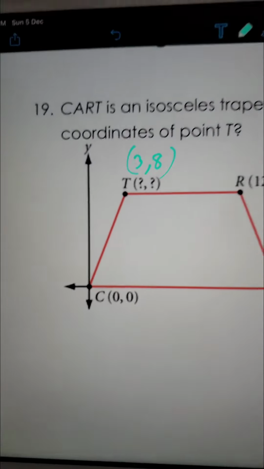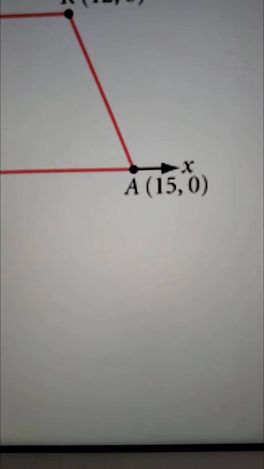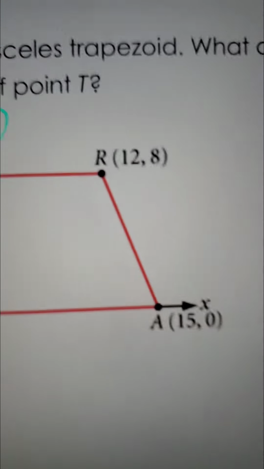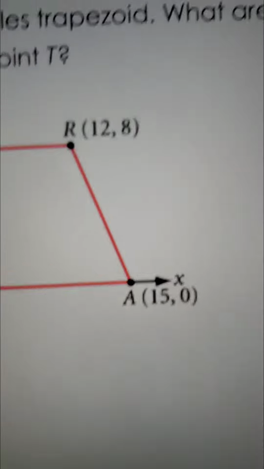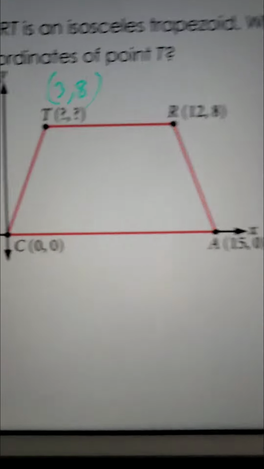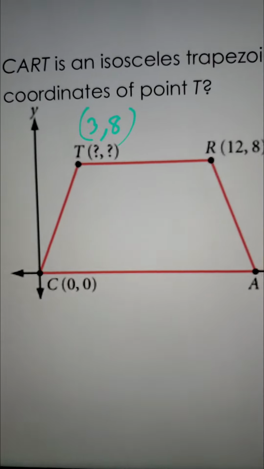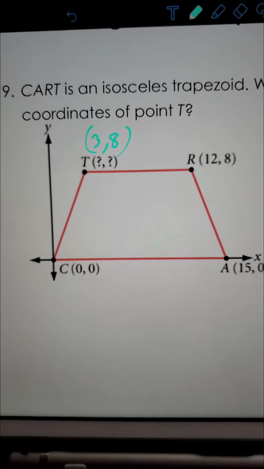And right here, you see this is 15, yeah, 15, and this is 12. Well, the difference is 3, so you just add 3 on this side because these two are congruent. Therefore, that's how you do it.